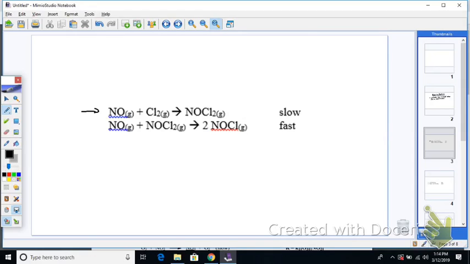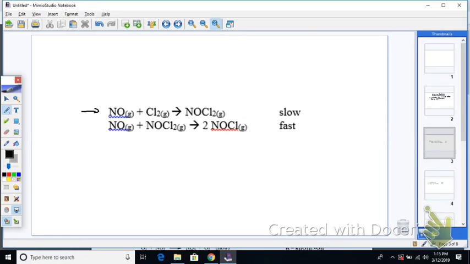We'll get into that tomorrow a little bit. So then they bond together, and guess what? Another NO comes along, bimolecular, hits the NOCl2, and when it hits the NOCl2, it makes two of them. Okay, and that's the fast part of the reaction. So once the NOCl2 is produced, then this is really quick, this process of that hitting the NOCl2 and producing 2NOCl. That's the fast part of the reaction.